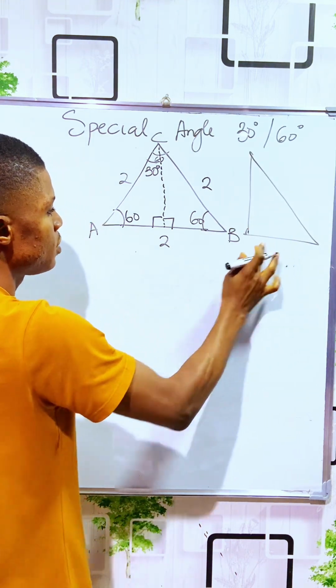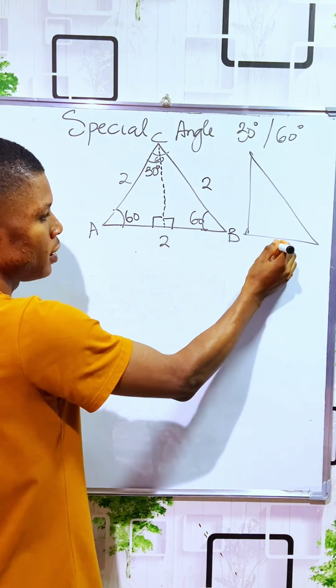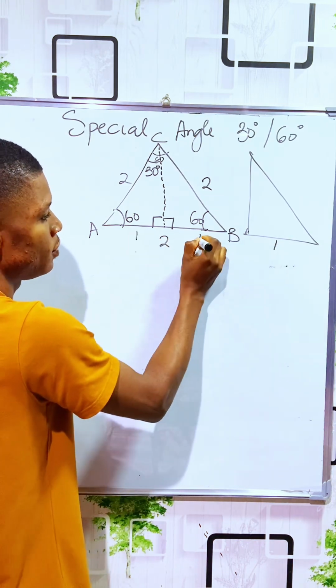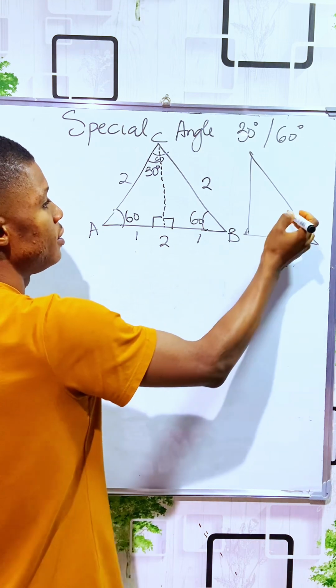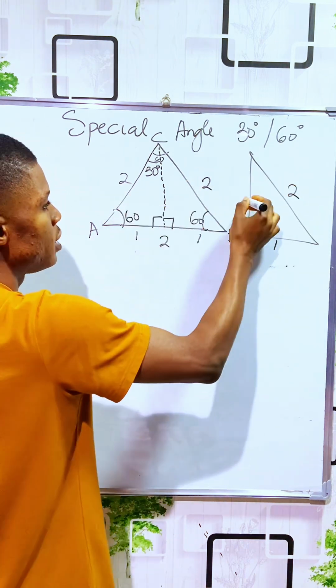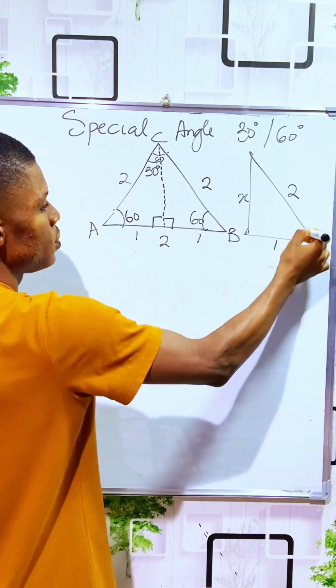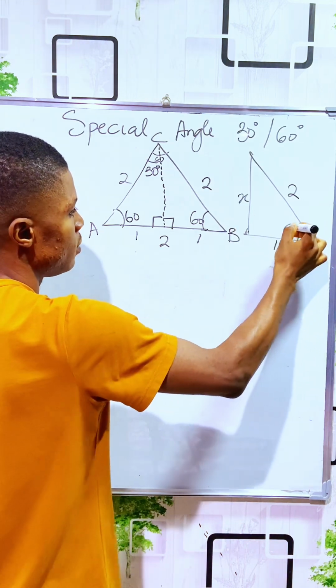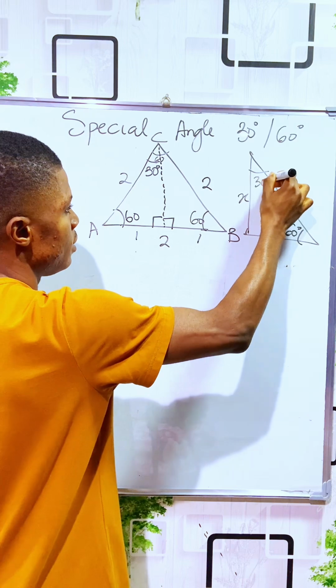Since we divided it into two, this bottom will be 1, here will be 1 and 1, making it 2. Then this longest side is also 2. Then we don't know the other side. So here is 60 degrees. The top is 30 degrees.